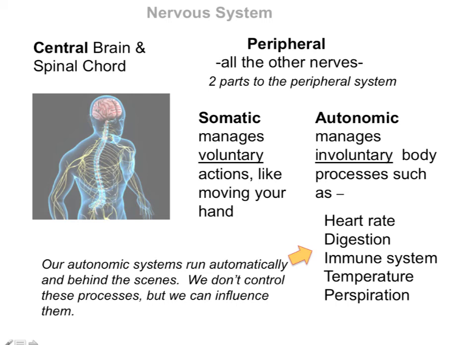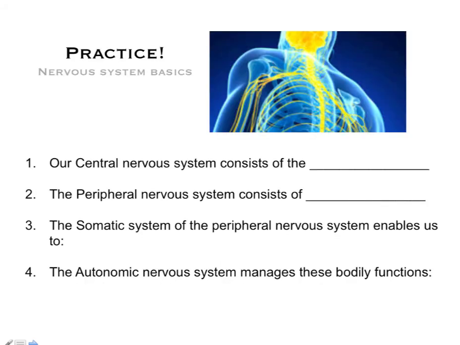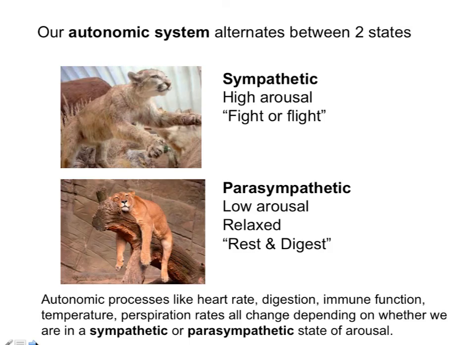the autonomic system runs behind the scenes, and we can influence it. But it's an intelligent system that runs for us. So this is just to help you get those 4 ideas down. And now that autonomic system, which is the part that runs automatically behind the scenes, has 2 states. It's sort of like a scale of low to high.